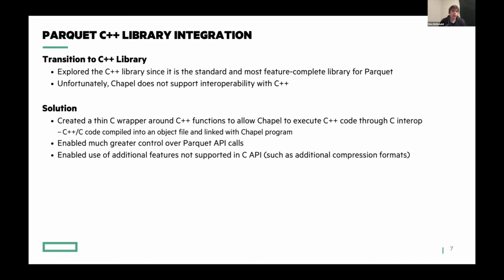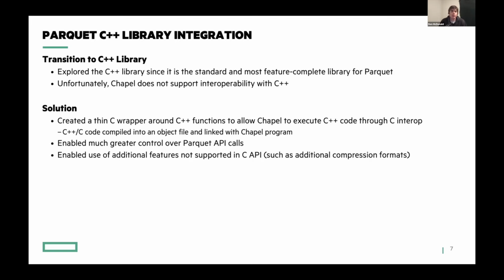But so our solution for this was to create a thin C wrapper around those C++ functions. In this way, our Chapel code could interoperate only with C and then still execute that C++ code tertiarily through the C code. And so the way that looked in practice was the C++ and the C code is compiled into an object file prior to compiling the Chapel program. And then once you get to the level of compiling the Chapel program, you'll link that object file with the Chapel code, exposing that C API to the Chapel code.